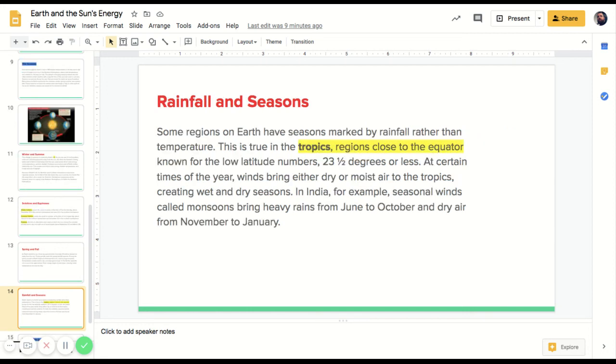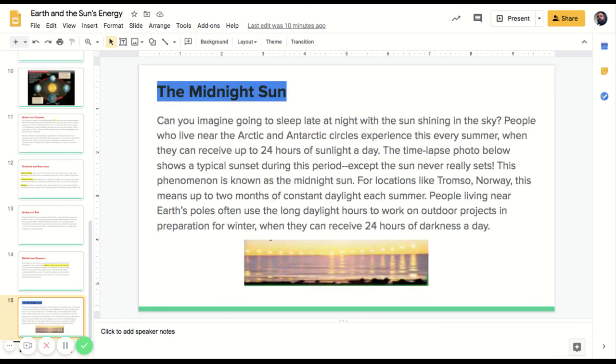Rainfall and seasons. Some regions on Earth have seasons marked by rainfall rather than temperature. This is true in the tropics, regions close to the equator, known for the low latitude numbers, 23½ degrees or less. At certain times of the year, winds bring either dry or moist air to the tropics, creating wet and dry seasons. In India, for example, seasonal winds called monsoons bring heavy rains from June to October and dry air from November to January.